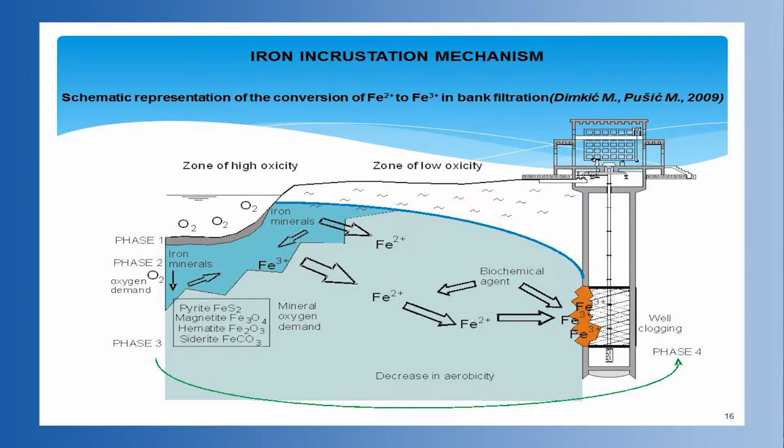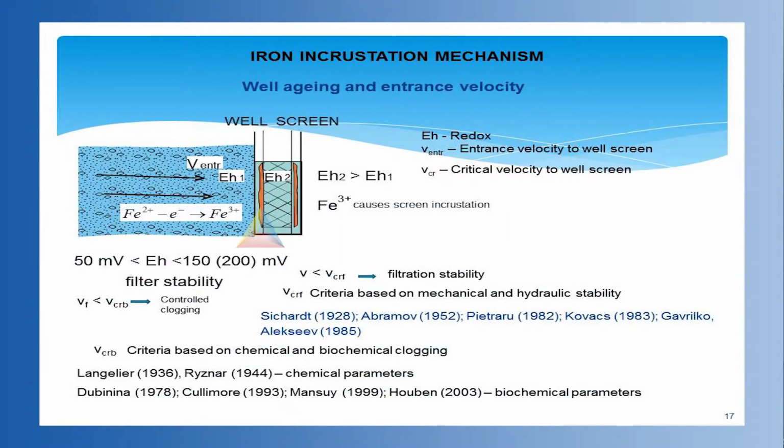This is the same, but another picture. Now you have the iron incrustation mechanism here. Divalent iron becomes trivalent iron because of the difference in redox due to biochemical agents. And it happens at redox values less than 150 or 200 millivolts. In that case, the filter stability criteria for entrance velocity don't work.